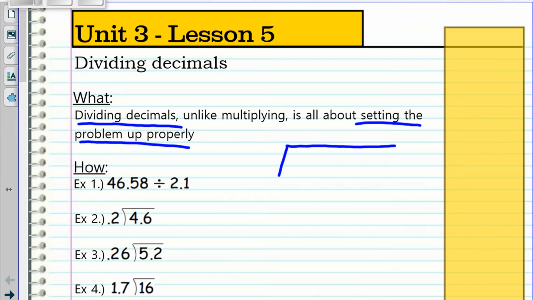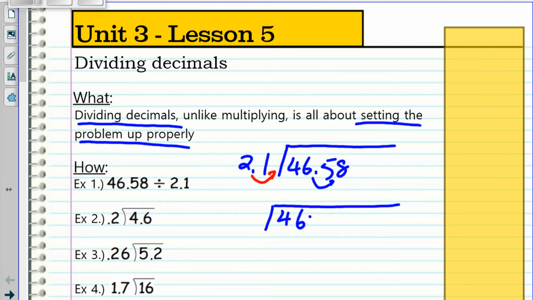So here we have 46.58 divided by 2.1. So the question is something like this. What you need to know is that you absolutely cannot have a decimal in the divisor, meaning the number on the outside cannot have a decimal. So you gotta move this one place to the right. When you move this one place to the right, you also have to move this one place to the right, like so. So in other words, the question is really something like this.